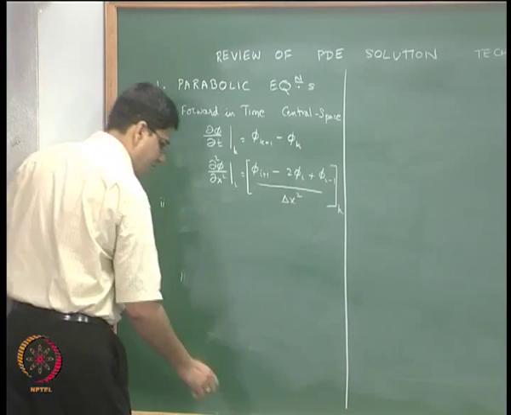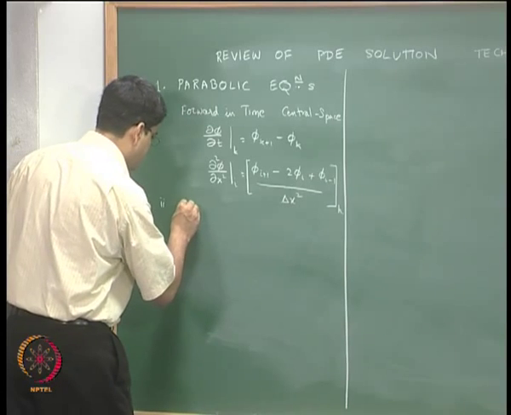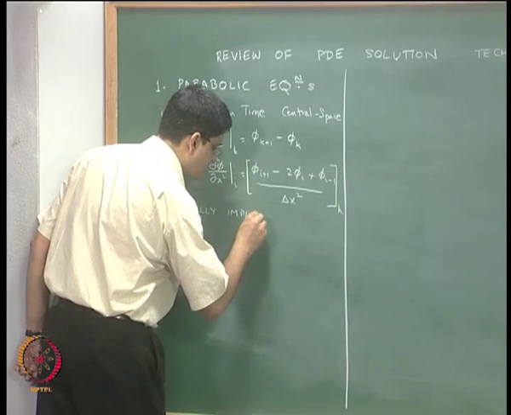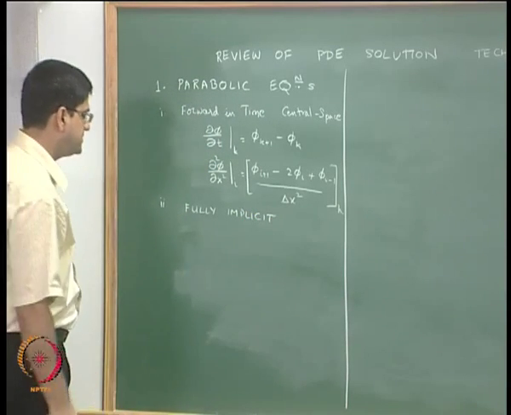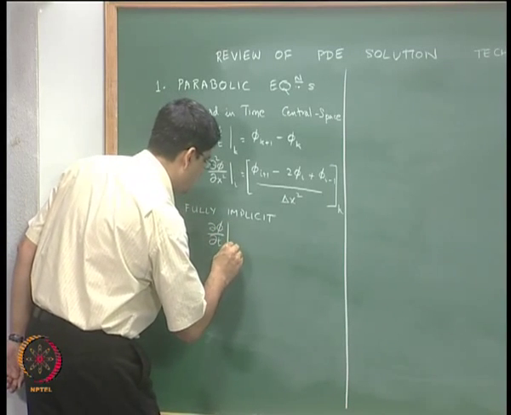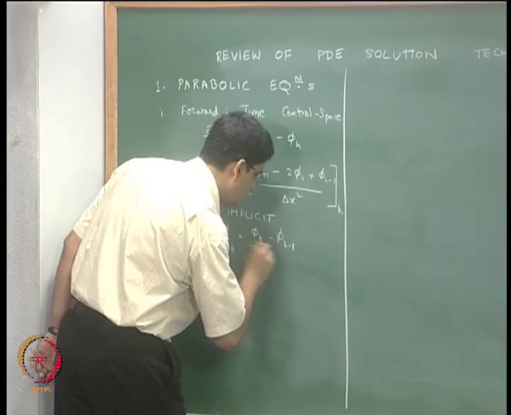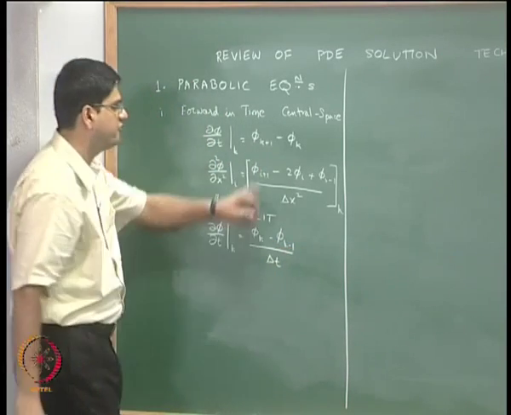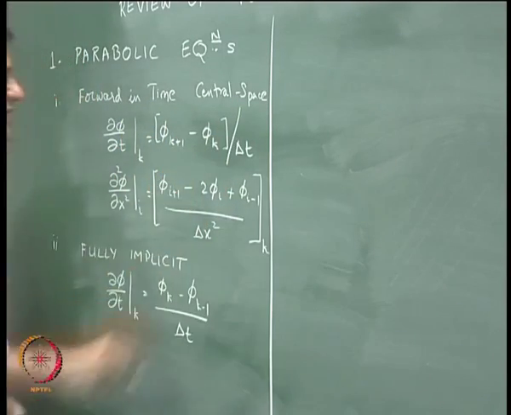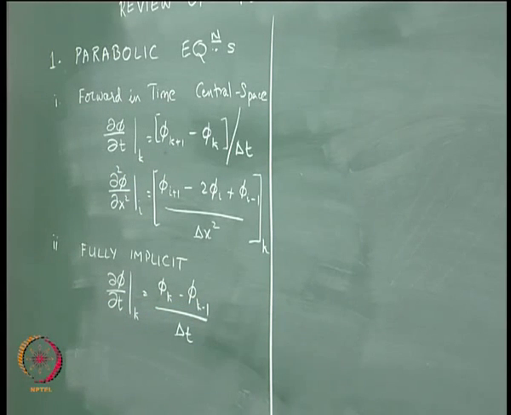The second alternative for parabolic equations is to use a fully implicit method. And in the fully implicit method, we write d phi by dt at time k as phi k minus phi k minus 1 divided by delta t. Sorry, I missed the delta t over here. Instead of phi k plus 1 minus phi k, we write phi k minus 1 in the fully implicit method.